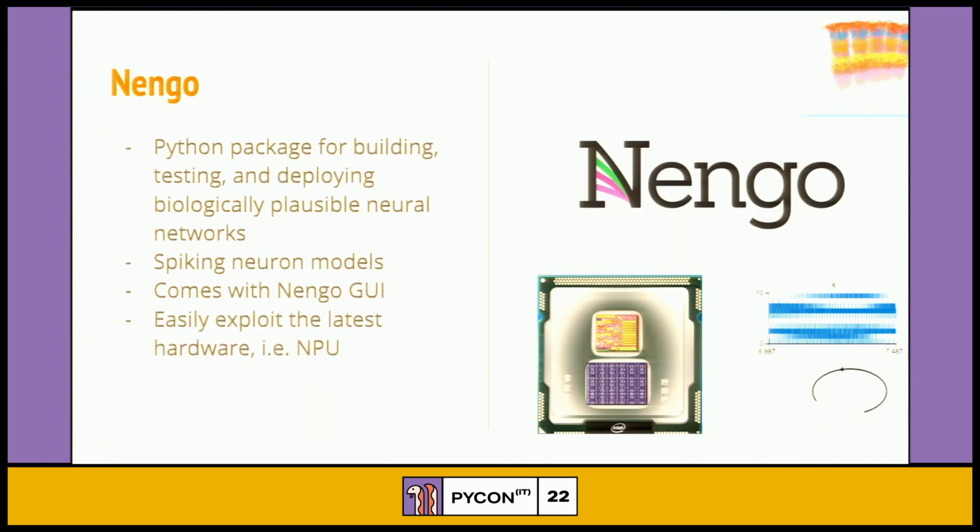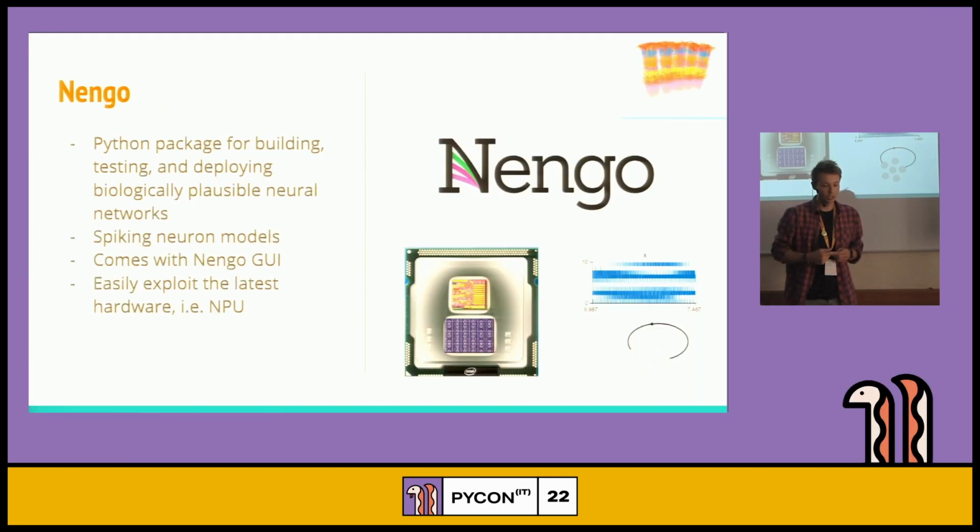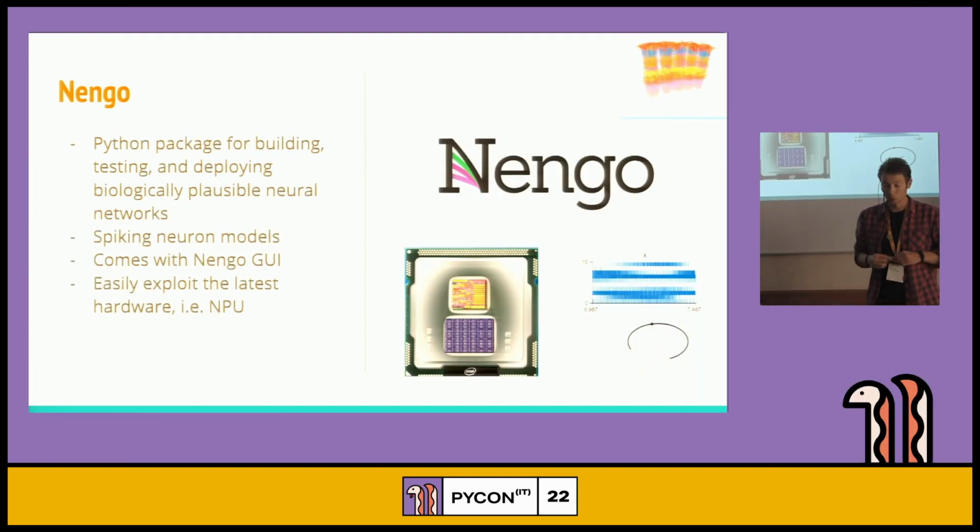Okay, so with that, let's move on to Nengo, which is yet another Python library for modeling of neurons. But this time we climb up the abstraction layer a little bit higher. Nengo lets us build and deploy biologically plausible neural networks, but this time we don't really need to write any equations. This is sorted for us.